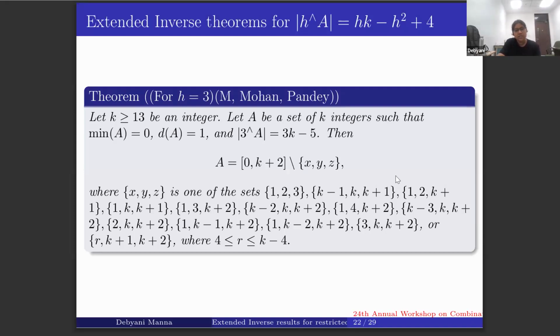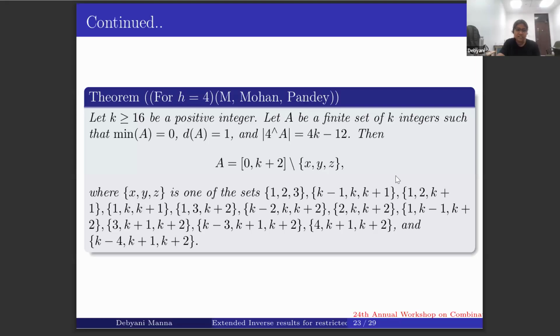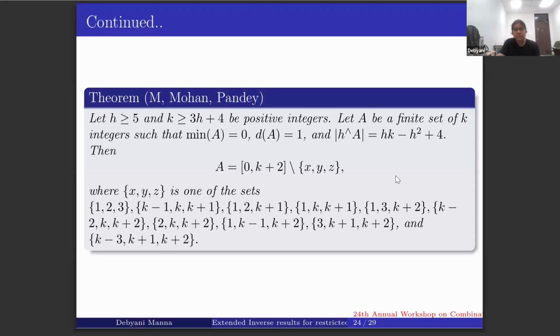So again, in this case, for h equal to 3 we have a different result. This would be the exact structure. When the cardinality of 3 cap A is equal to 3k minus 5, then A must be one of these sets. And again, for h equal to 4, we have another one: when the cardinality of 4 cap A is equal to 4k minus 12, then we'll have this, the exact structure of the set. And we can basically generalize this after 5, for h greater than or equal to 5. Then we have a very small number of sets.